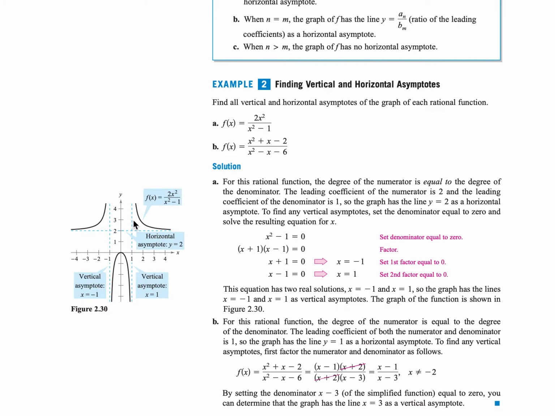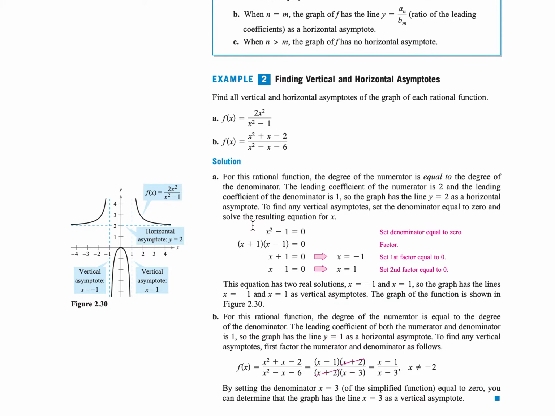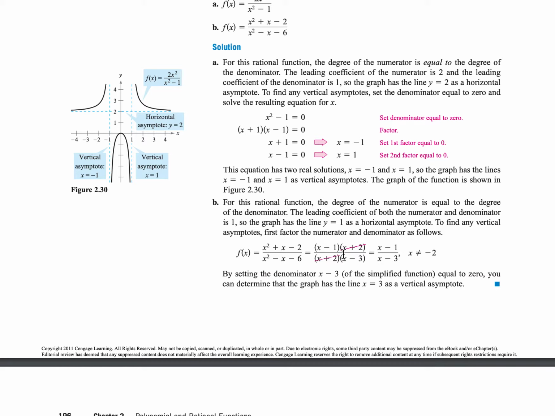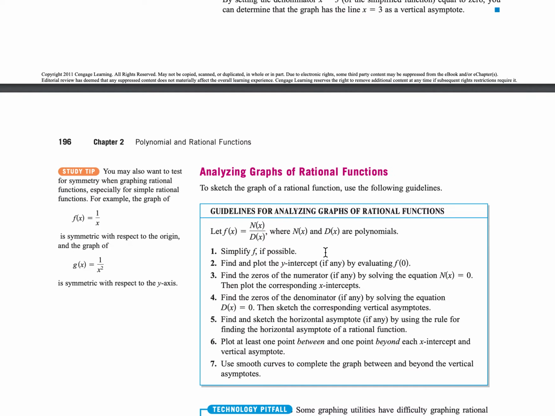So you've seen these graphs before. This should be right in your wheelhouse. When you are able to cancel things, you'll get holes that can be removed, and it might simplify things down. So don't think that automatically you get an asymptote wherever there's a 0. Sometimes those are removable discontinuities. All right? So here, know these guidelines.